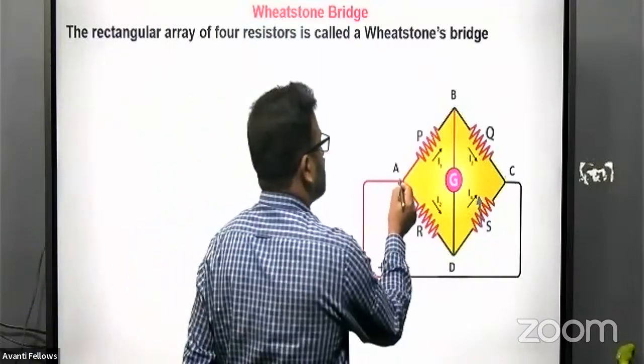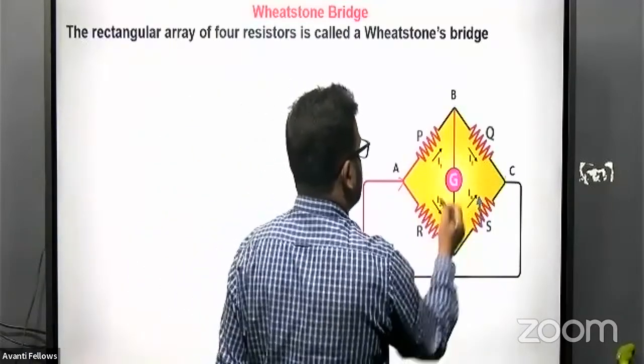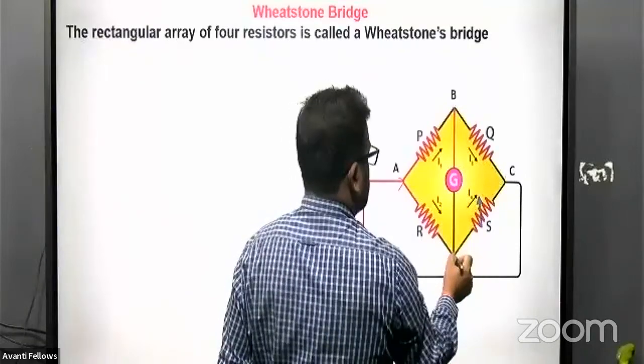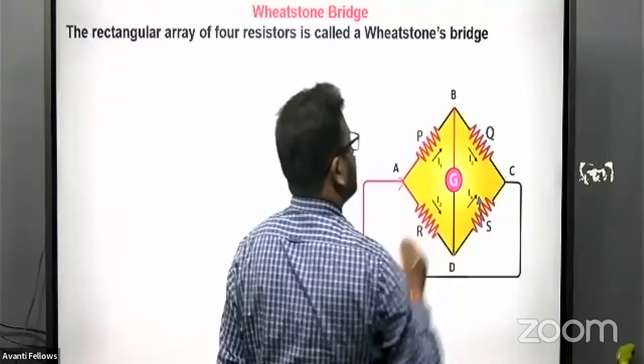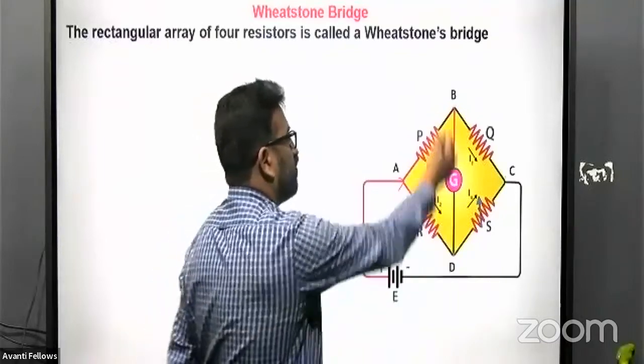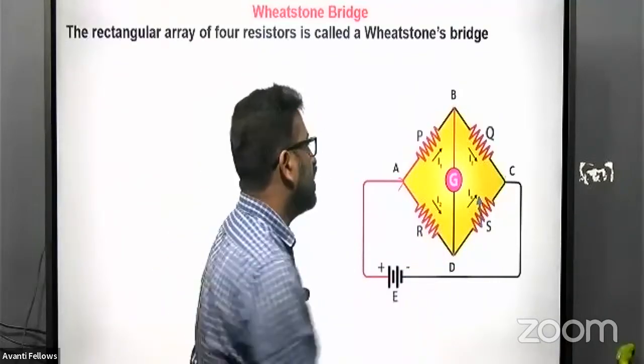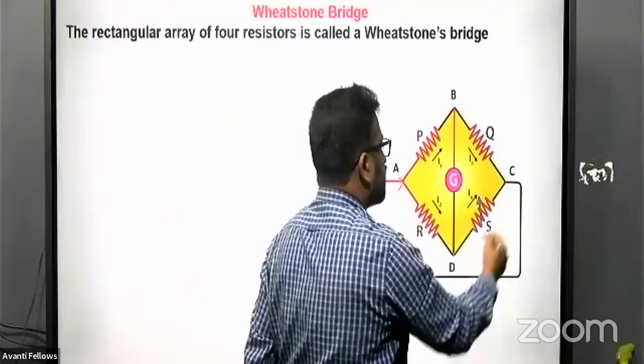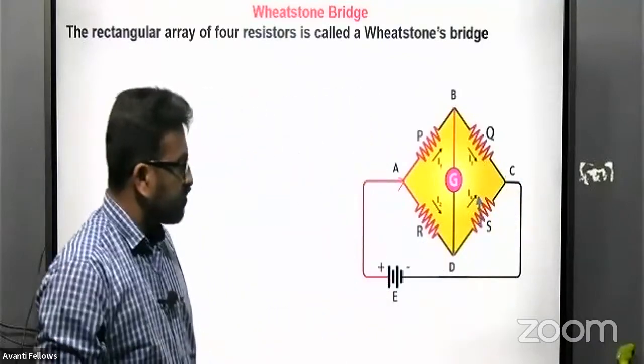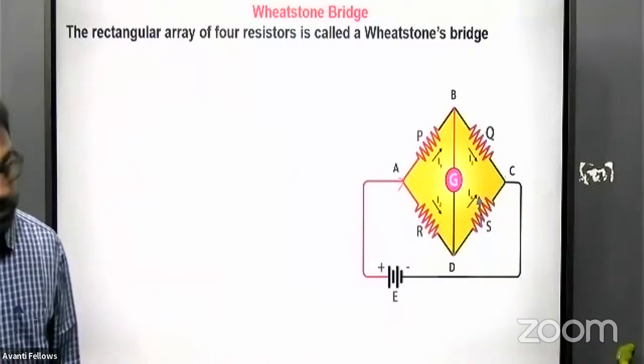So the current reaches here. It is divided into I1 and I2. I1 reaches here, I2 reaches here. And if there is a potential difference between B and D, current will flow through this one. Otherwise, it will not flow. And the current here is I3 and the current here is I4. Okay, let us see.